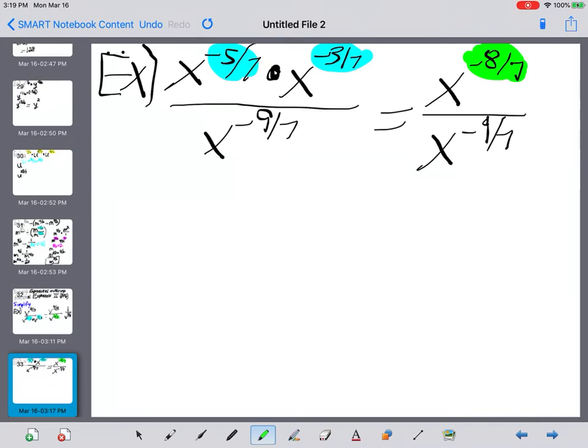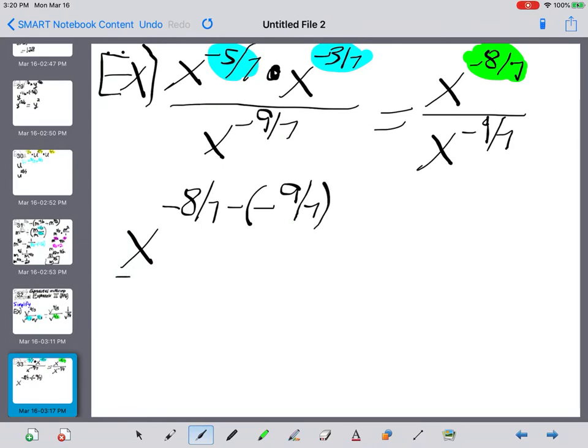So that means our x's are going to end up being on the top. So we're going to end up having x to the -8/7, and I'm subtracting, so -8/7 minus -9/7, and that's going to be over 1. So I really don't need to put it, but that's going to be x to the -8/7 plus 9/7, which is x to the 1/7. And that's really all I can do there.